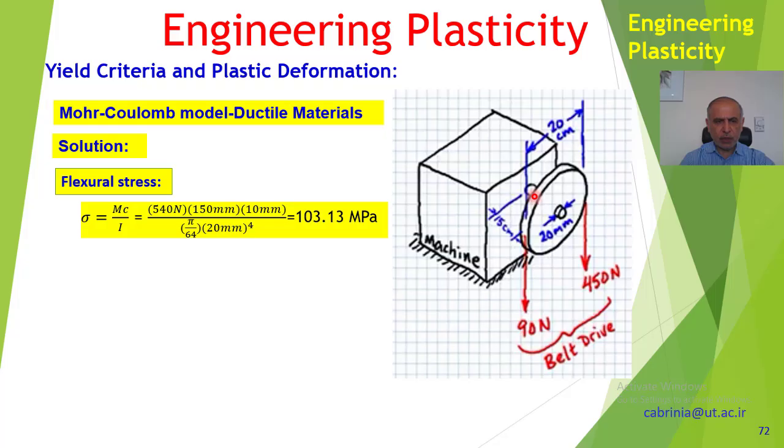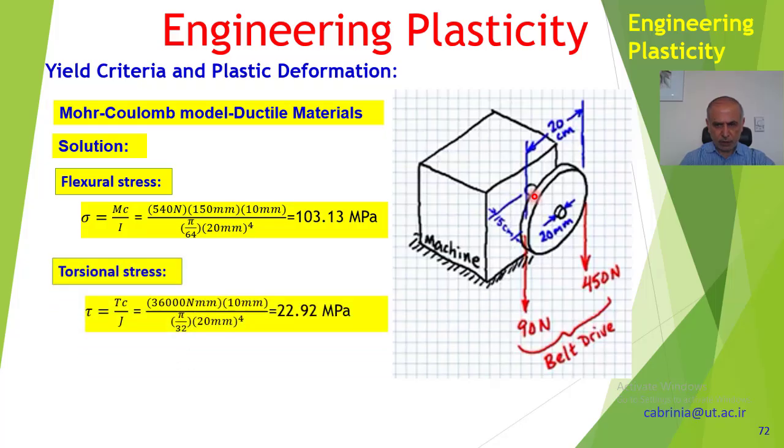That's the flexural stress. Now for torsional stress, we also have some torsion because of the forces applied here. So it is T times c over J, where T is the torsional torque. In fact, the torque is equal to 36,000 Newton millimeter, because that's 450 times 100 millimeter minus 90 Newton times 100 millimeter. So that becomes 36,000 Newton millimeter, and that's the torque.